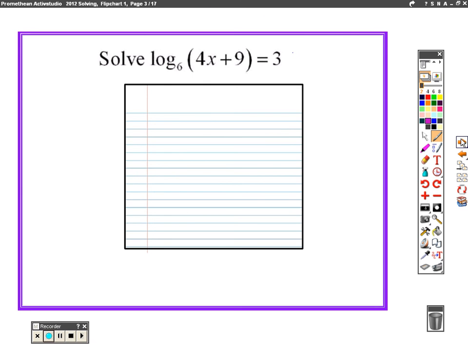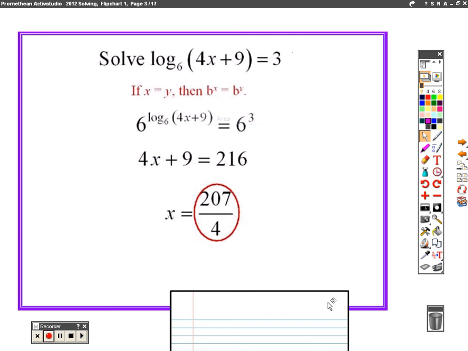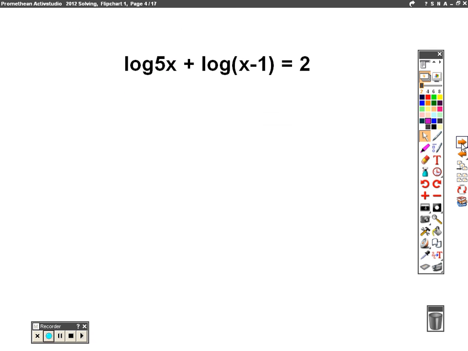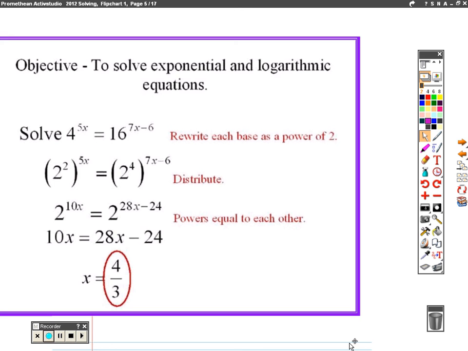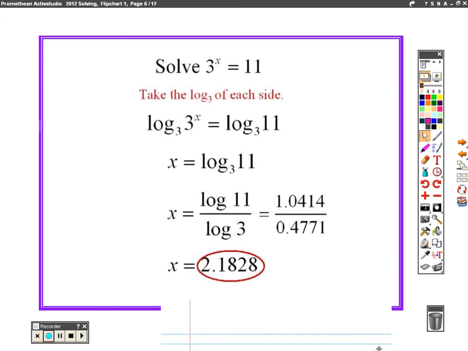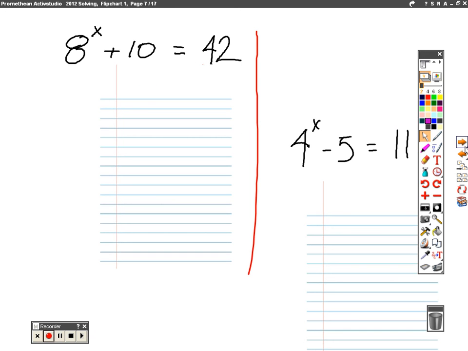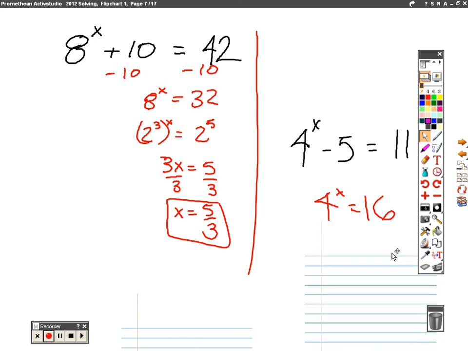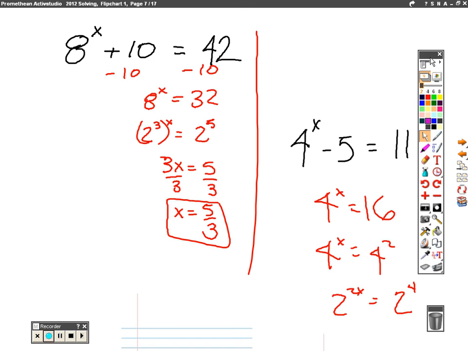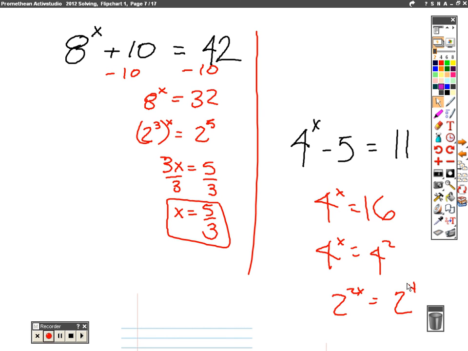So, all right, let's go on. Then in class we went through and we said, okay, well, what strategy would you use? So here's a couple examples. This one you need to use change of base formula with log of 11 divided by log of 3. Now, I have it solved one way, but it doesn't mean you had to solve it the exact same way. Here you get x equals 2.